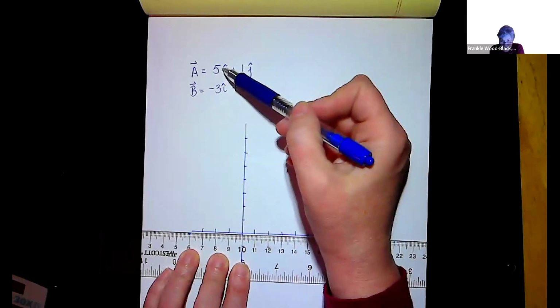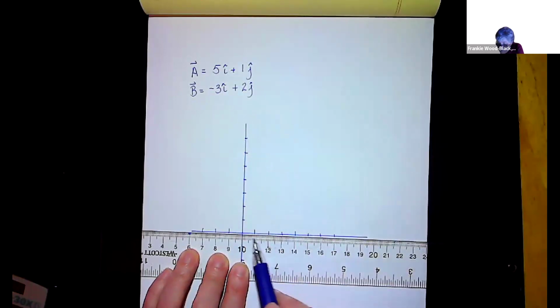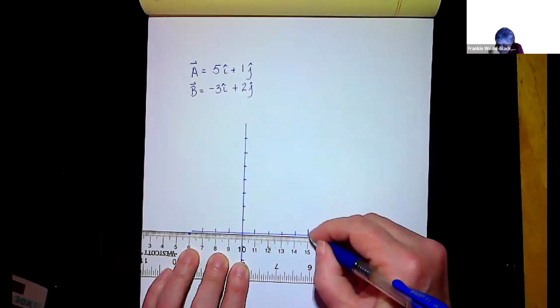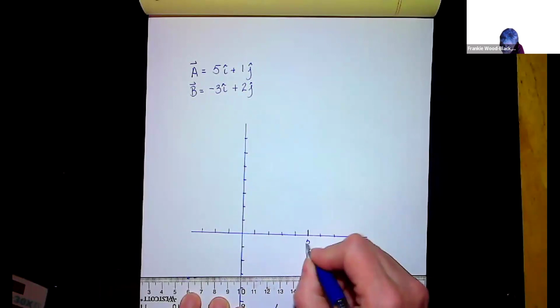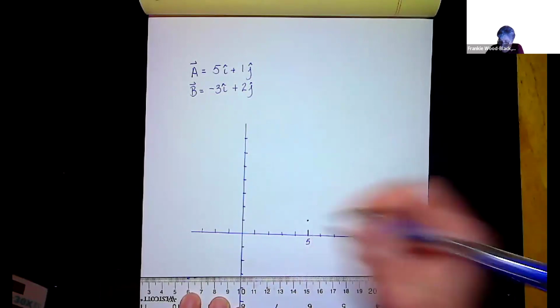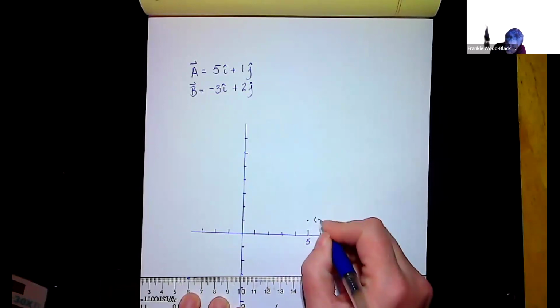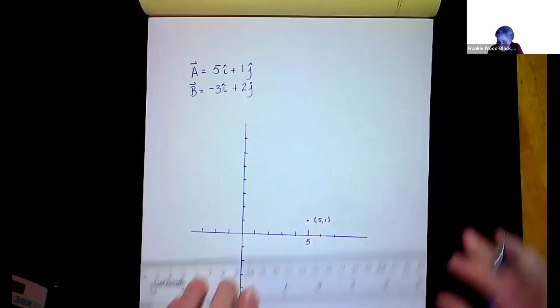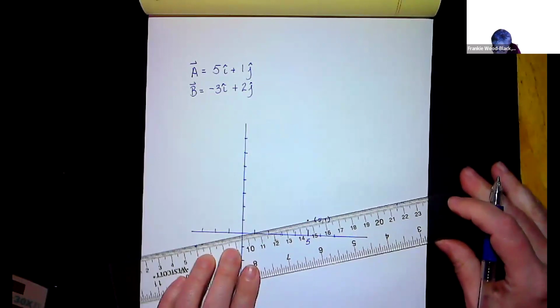Okay, so I can look at this A vector. I will go over 5: 1, 2, 3, 4, 5. So there's my 5, so we're going to write that down. And then I'm going to go up 1. So I could write this as my (5, 1), like we would in our algebra book. And I can draw my vector.